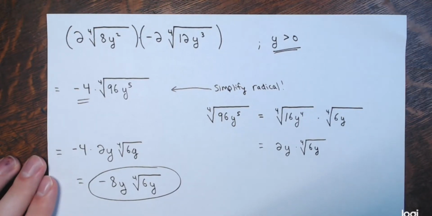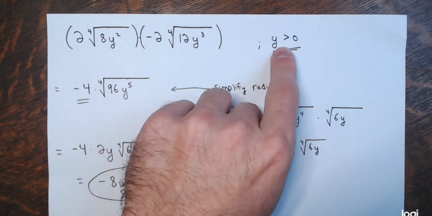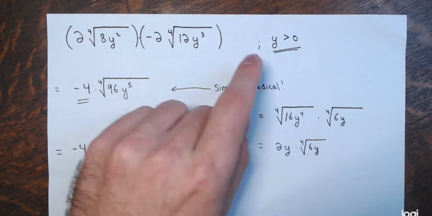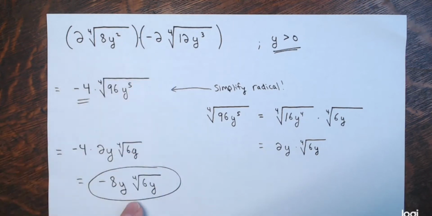All right, and again, if you want to test it out, go back and replace y with some positive number. Replace y with 1, with 2, with 5, whatever you want. And see if the value of the original expression, this product here, is the same as the value of the final expression. And it should be, if you're doing things correctly.